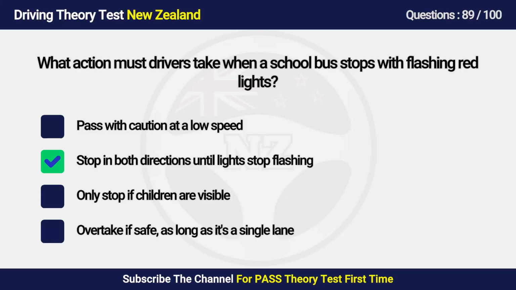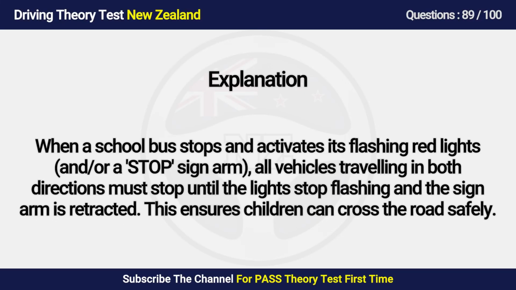Answer is B. Stop in both directions until lights stop flashing. When a school bus stops and activates its flashing red lights and a stop sign arm, all vehicles travelling in both directions must stop until the lights stop flashing and the sign arm is retracted. This ensures children can cross the road safely.